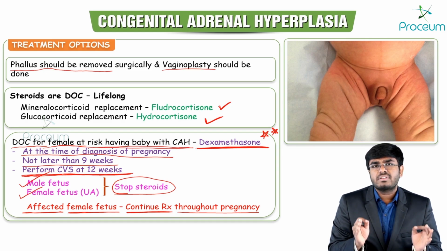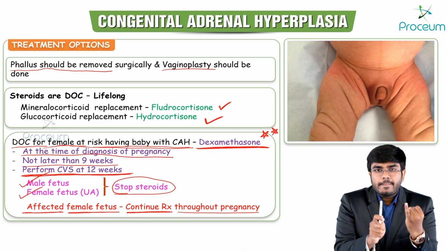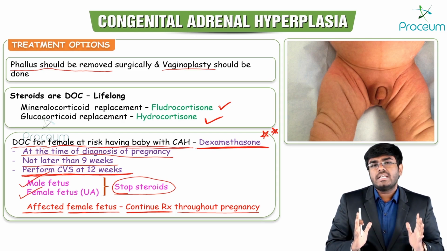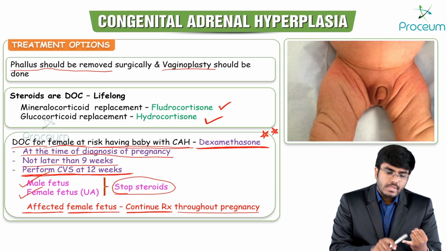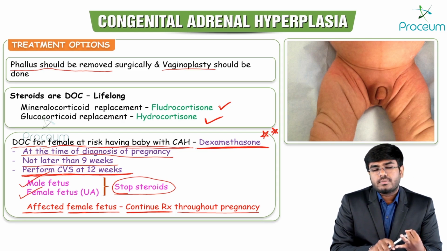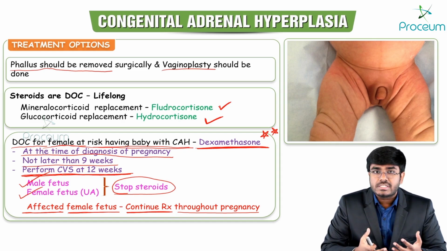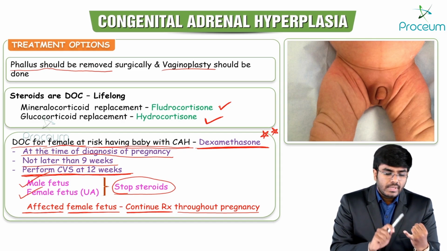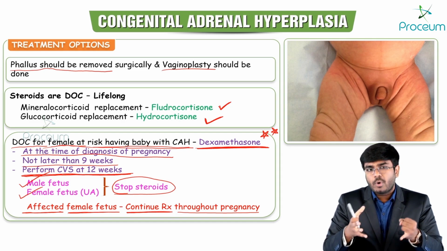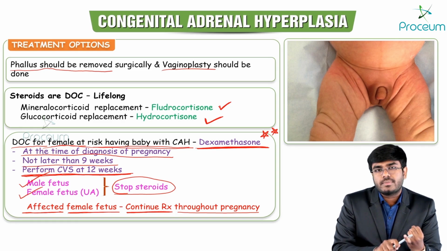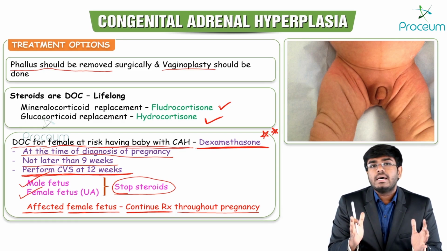In different exams, they will be asking you. Okay. I'm summing it up. In a female with congenital adrenal hyperplasia, what's the treatment? Mineralocorticoid replacement with fludrocortisone, glucocorticoid replacement with hydrocortisone. But for the mother who is at risk of having a baby with CAH, it is dexamethasone. Immediately after diagnosis of pregnancy, that is, when the urine pregnancy test is coming positive, immediately put her on dexamethasone. Okay, so this is the treatment, and we have to continue this treatment till the delivery.